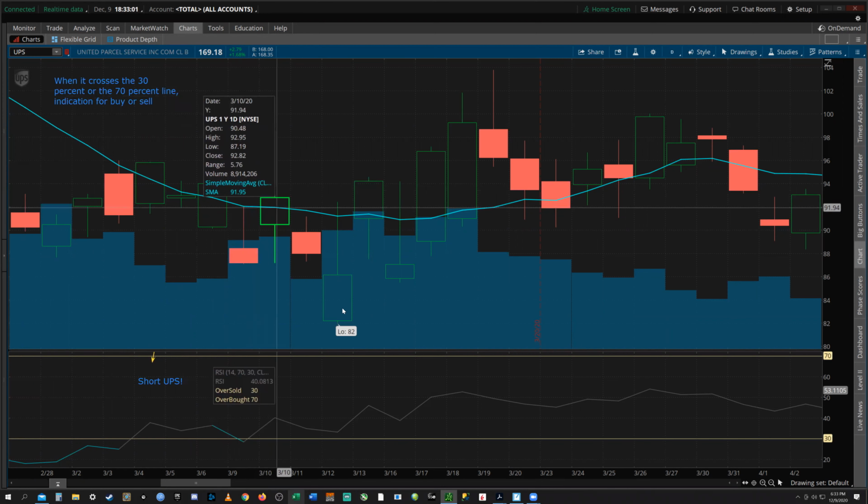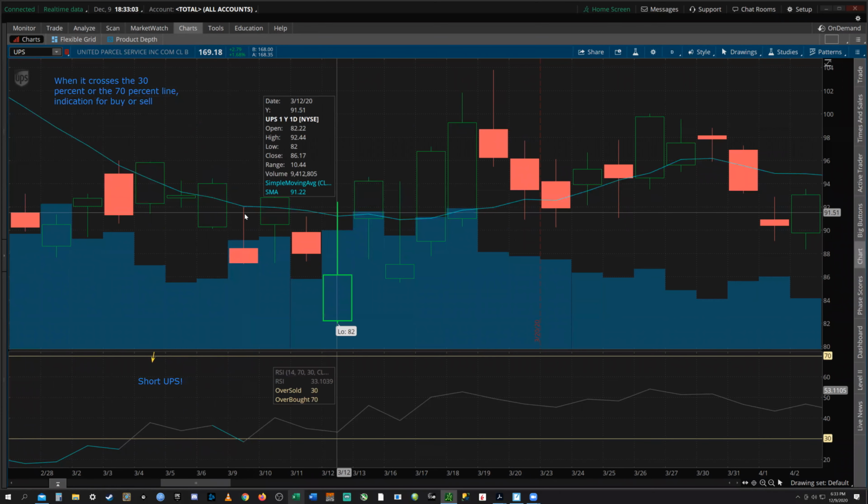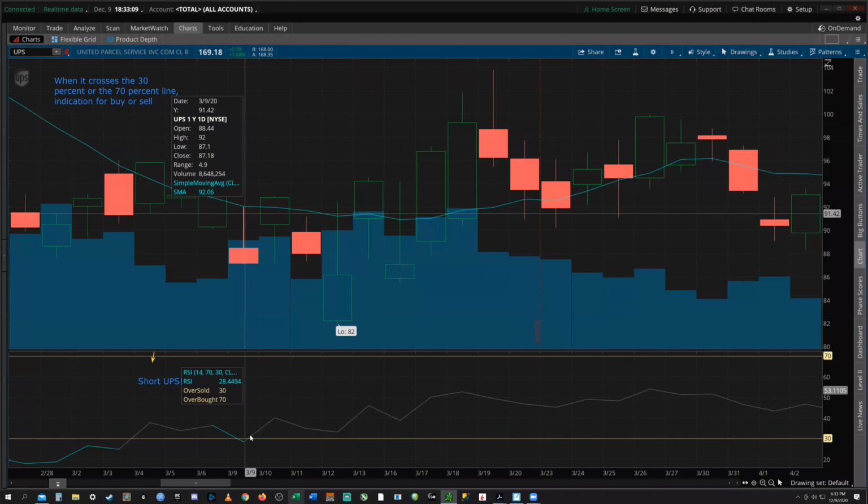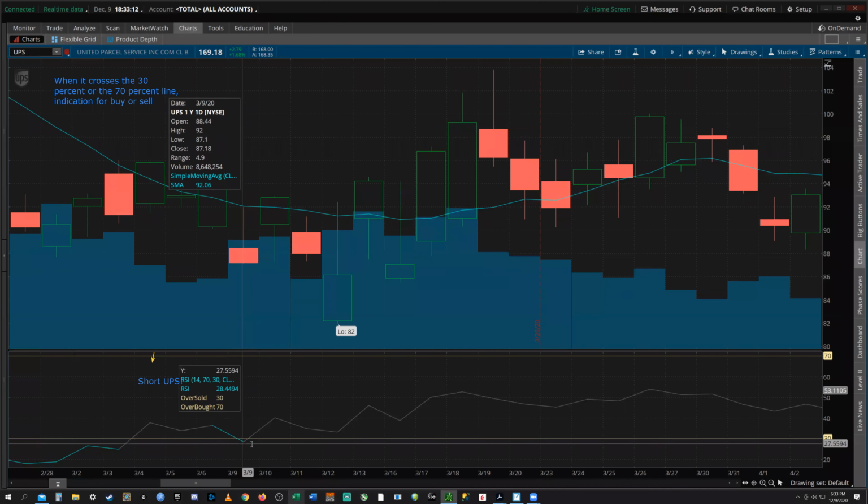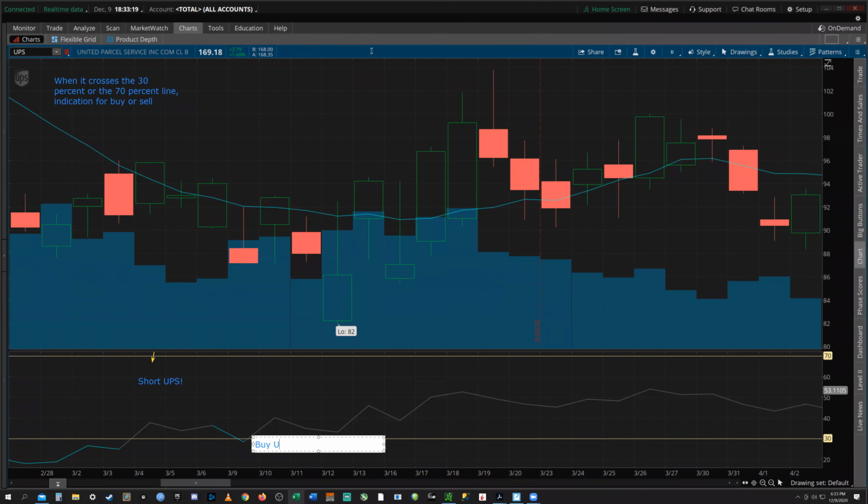Okay, that's not good. But in terms of what technical analysis only says, this is now passing the 30% line, so you would say buy UPS. This technical indicator is a little bit more complex than the simple moving average.